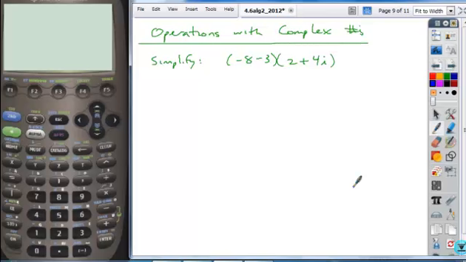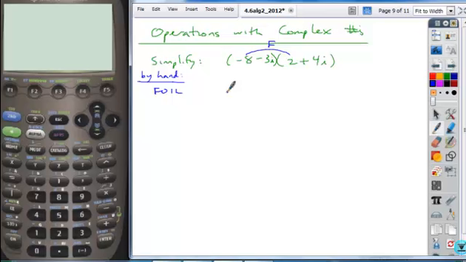All right, so let's take a look at how we would do this by hand first. Okay, you treat it just like you would real numbers. So we're going to FOIL in this case. So if you have this negative 8 minus 3i times 2 plus 4i. Okay. By hand, you're going to go through the exact same steps. So we're going to FOIL to start with.